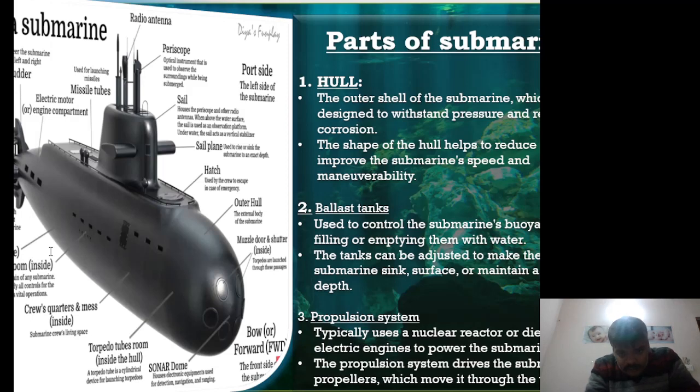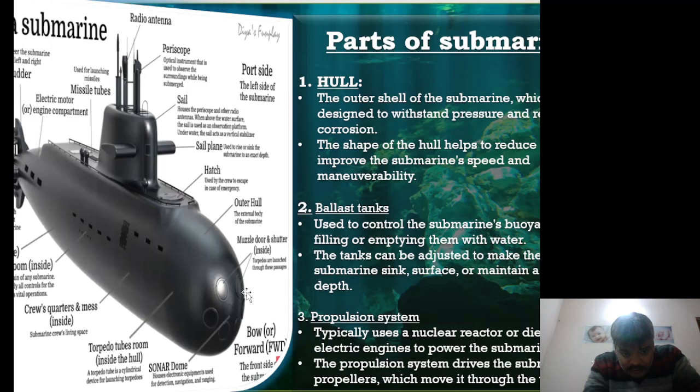Ballast tank. Here in the figure you can see this is the front portion and this is the hull, the outer shell of the submarine, designed to withstand pressure and resist corrosion. The shape of the hull helps to reduce drag and improve the submarine speed and maneuverability. The ballast tank is used to control the submarine buoyancy by filling or emptying them with water. The tank can be adjusted to make the submarine sink, surface or maintain a certain depth.